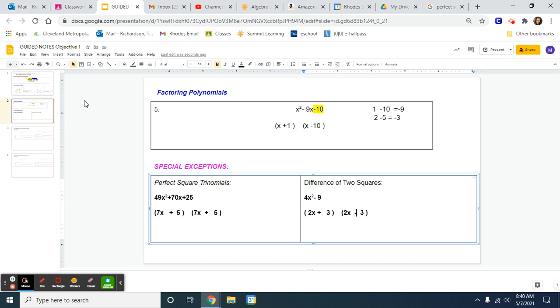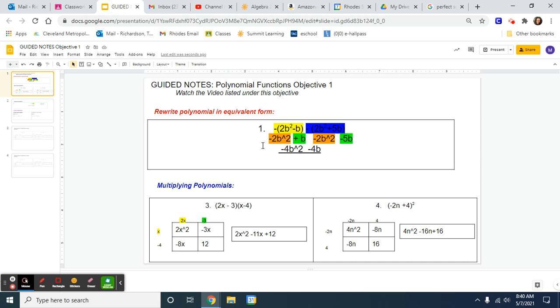Other than that, you're just doing normal factoring, normal multiplying, or rewriting.